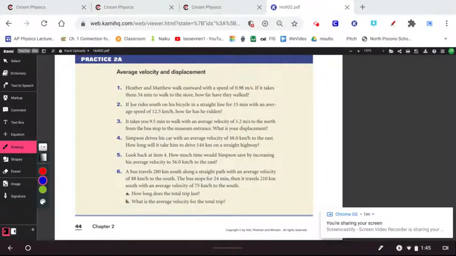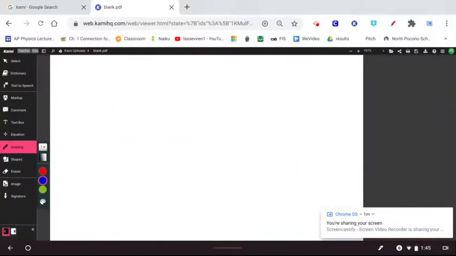So in any of these problems, the first thing you want to do is read it. The second thing you want to do is get all the information jotted down onto a piece of paper with data. Get rid of the words. Get right to the numbers. So Heather and Matthew walk eastward 0.98 meters per second. That's a velocity. So I'm going to write that down. So the velocity is 0.98 meters per second east.